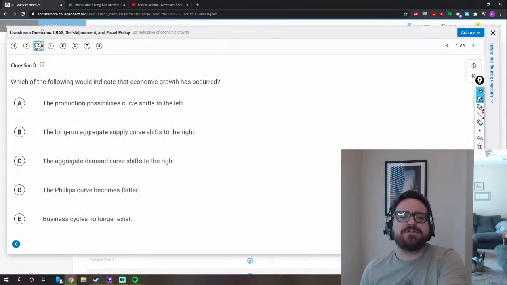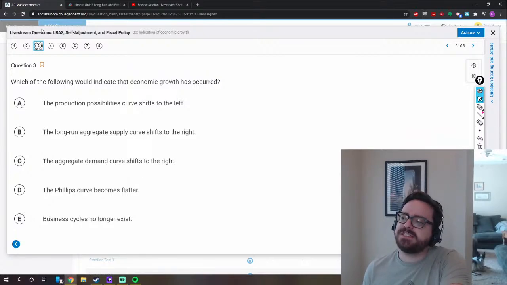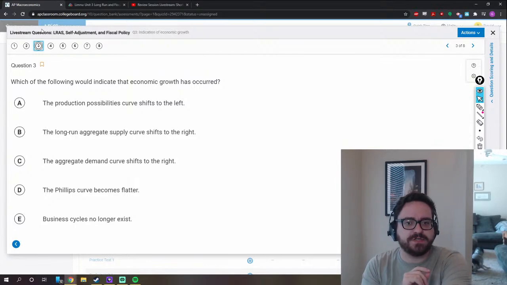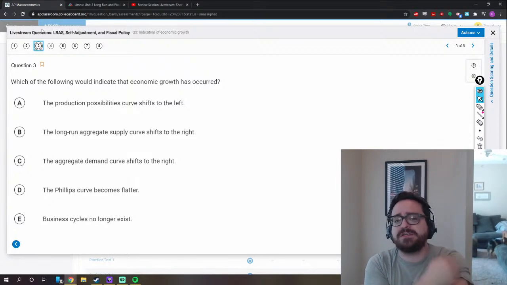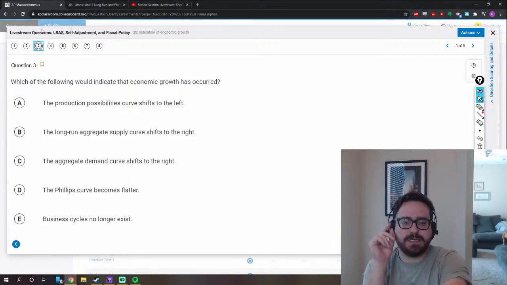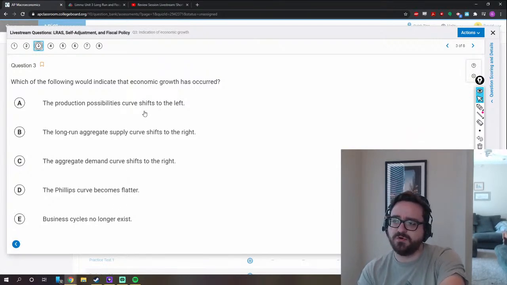Three, which of the following would indicate that economic growth has occurred? Now, this is technically a unit 5 or 6 topic, actually, but it's illustrated by our graph, so let's look at it. PPC shifts left. No, that's a decrease in production. That's not good. LRAS shifts right. We'll get to that. Aggregate demand shifts right. We'll get to that. Phillips curve becomes flatter. Business cycles no longer exist, which means there are no more ups or downs in the economy. That's super not it. So it isn't D or E or A.